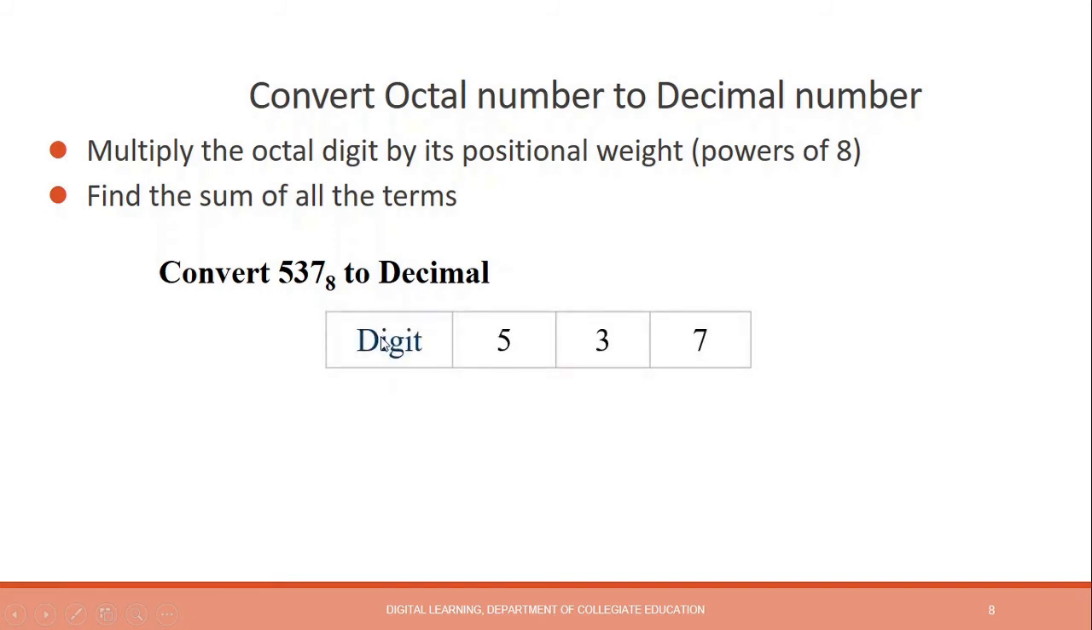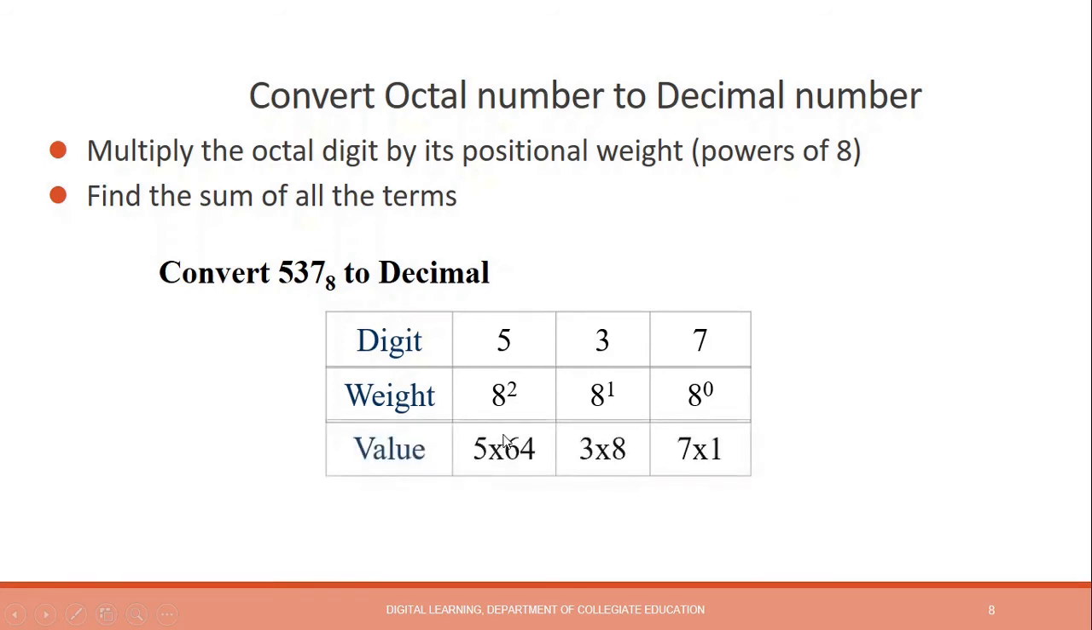The given digits or symbols in the octal number system are 537. 7 is the least significant digit position and 5 is the most significant position. The equivalent weights are, 7 is having a weight of 8 raised to 0, which is 1. 3 is having a weight of 8 raised to 1. 5 is having a weight of 8 square.